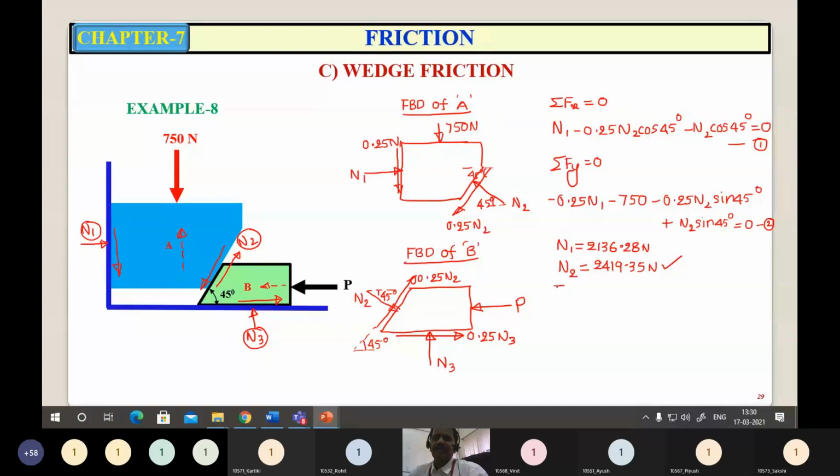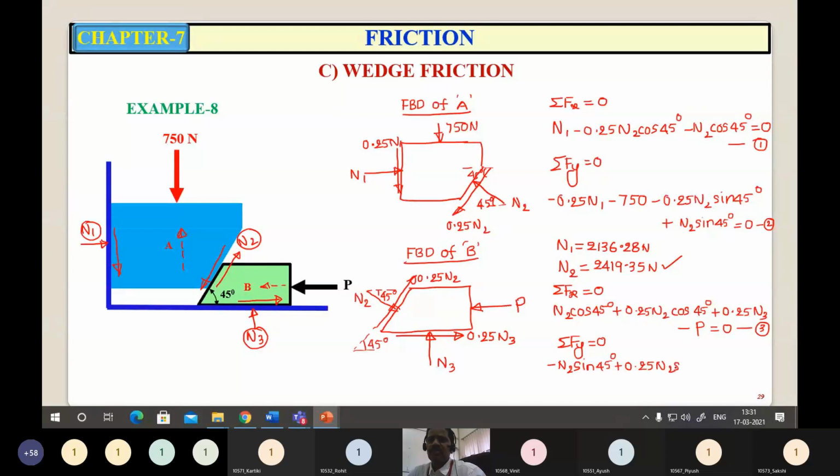So writing again equations of equilibrium. Summation Fx is 0: N2 cos 45 plus 0.25 N2 cos 45 plus 0.25 N3 minus P is equal to 0. Summation Fy: minus N2 sin 45 plus 0.25 N2 sin 45 plus N3 is equal to 0.